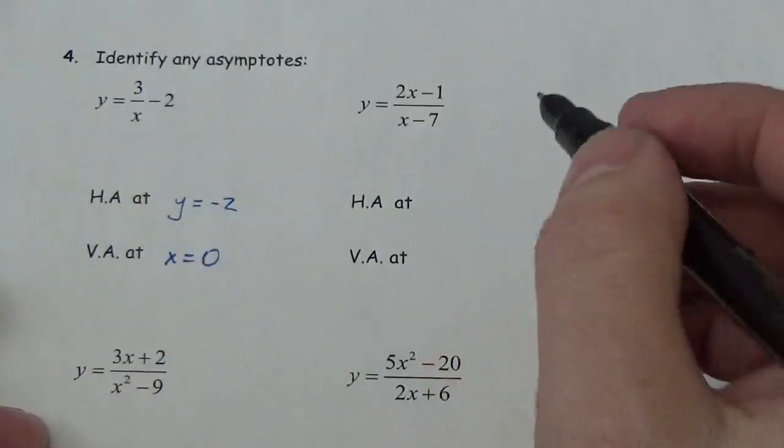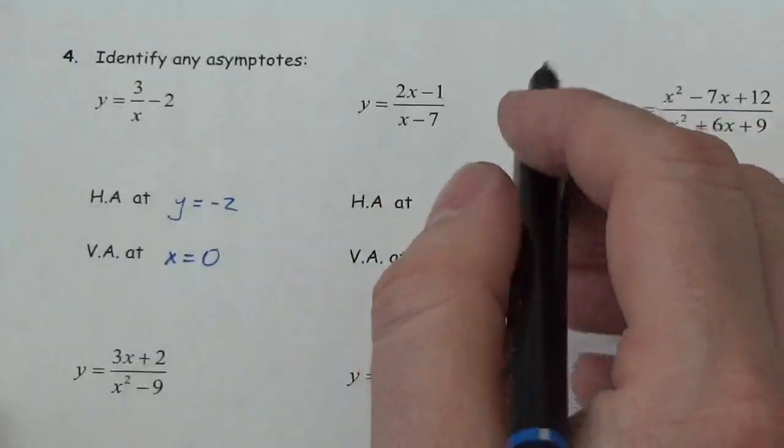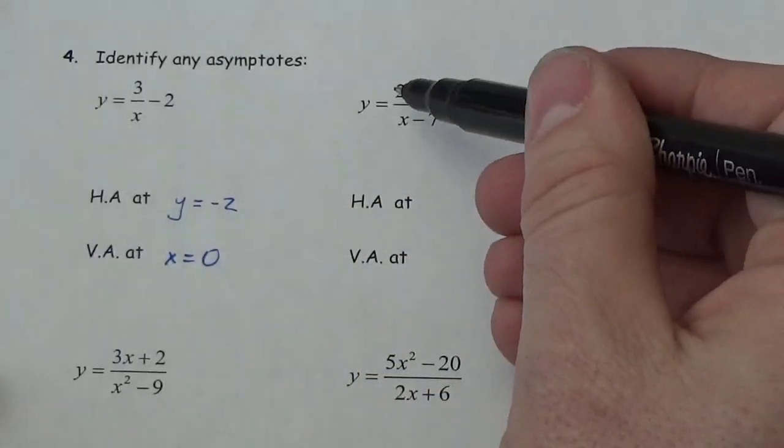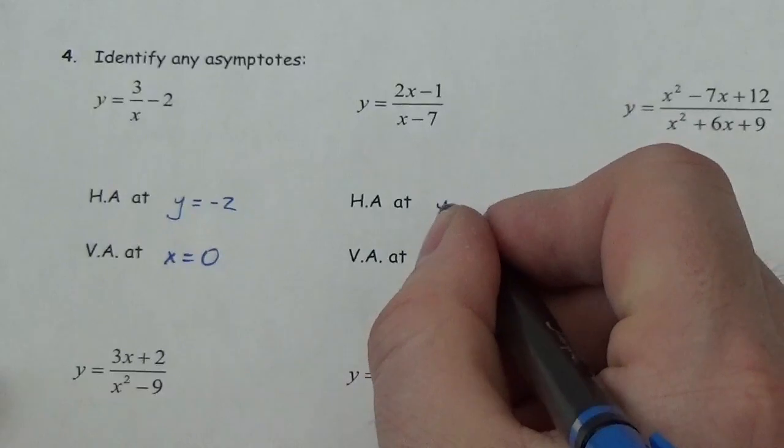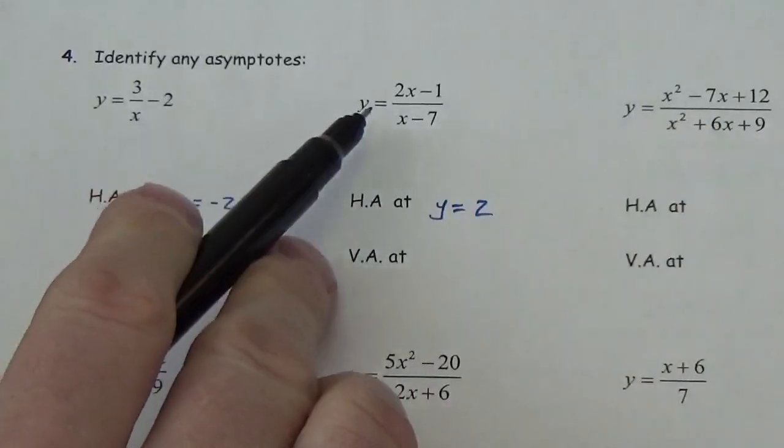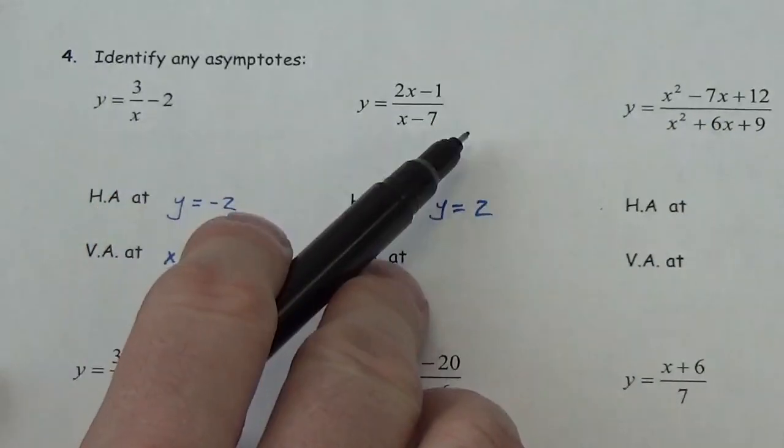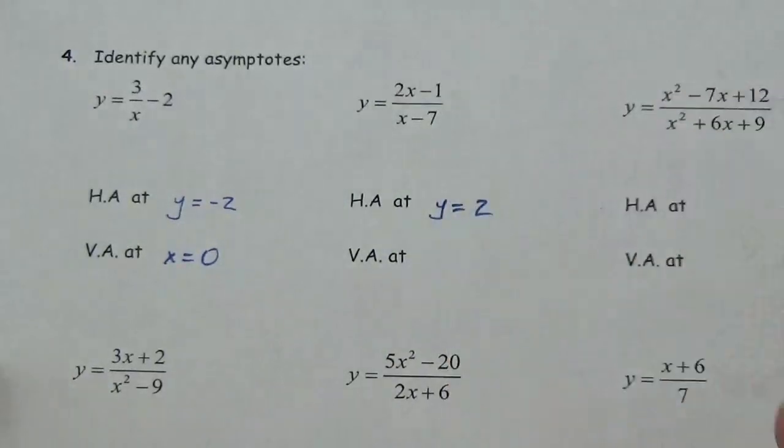For this next one, now I can tell right off the bat that my horizontal asymptote is going to be 2 over 1, or just 2. Okay, so y is equal to 2. And I know that because the degree of the numerator and the degree of the denominator are the same, so it's just going to be the ratio of leading coefficients.